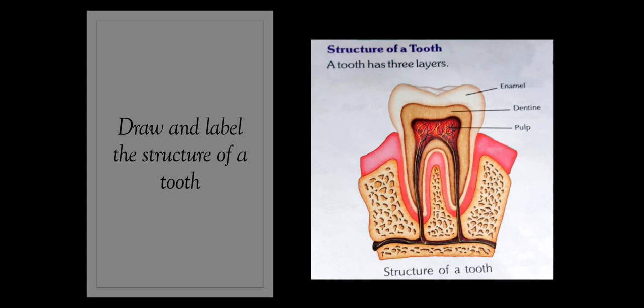Second, dentine. It is found below the enamel. It is hard and bone-like, but softer than the enamel. Third, pulp. It is the central part of the tooth. It is soft and has a supply of nerves and blood vessels. You are seeing the nerves in it. So these 3 are the layers of the tooth.